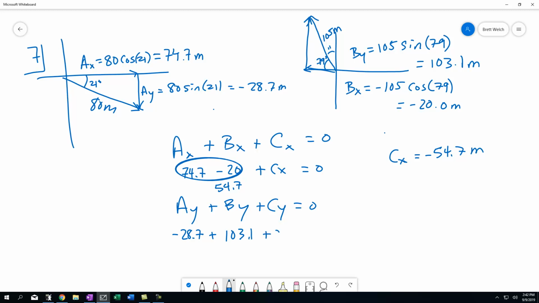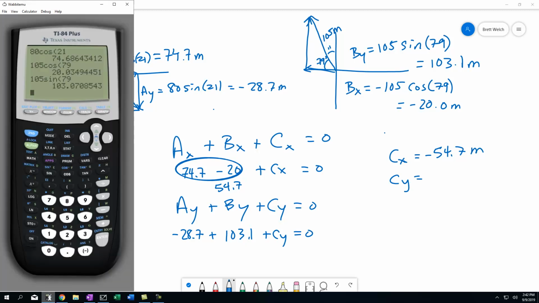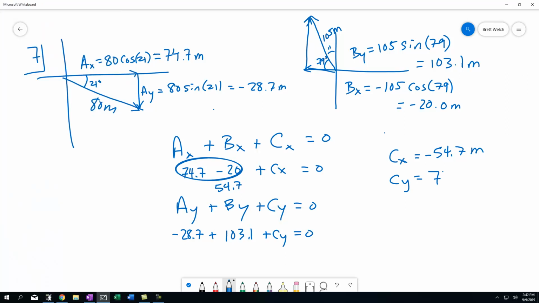103.1 plus cy equals 0, it's going to imply that cy must be, let's take a quick check, 103.1 minus 28.7, get 74.4. Now when I go to an xy axis, it's left to negative 54.7 and up a length of 74.7, meaning that C would be pointed somewhat like that.